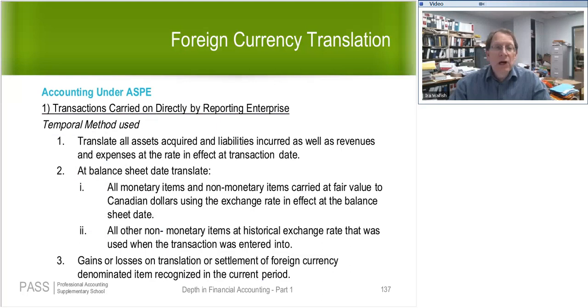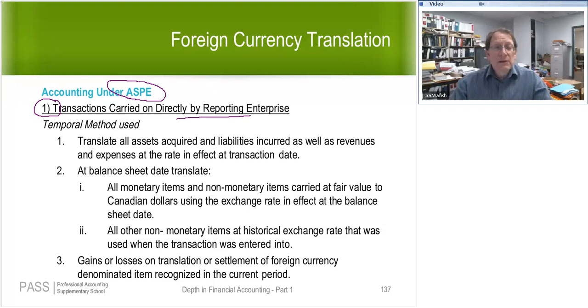Okay, so let's do ASPE first. Why not? Doesn't really matter. Now, stop me again, people, if you have any questions. We have three situations under ASPE. Number one, the transaction is carried on directly by the reporting enterprise. What does that mean? I have a Canadian company and they're buying or selling into the States. Let's use United States as our foreign country. Canadian company buying and selling into the US. No sub, no division, fine.